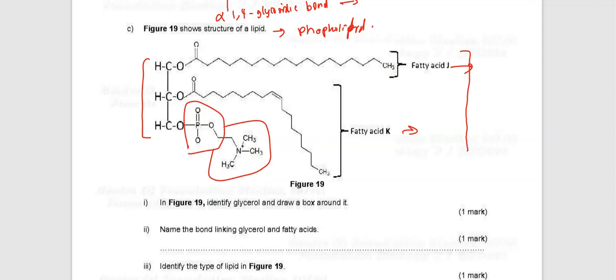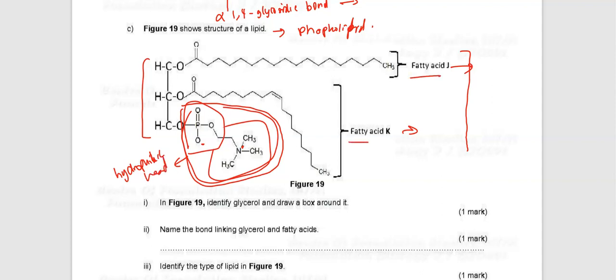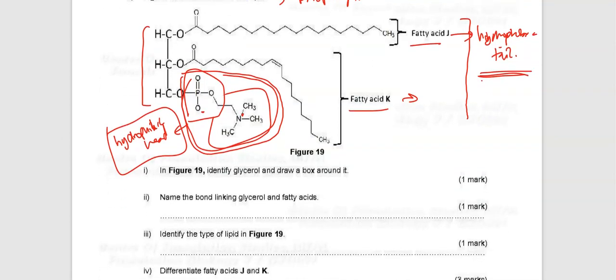The region that has the phosphate group, here you have a negative sign, and the choline group has a positive sign. Because this region has charges, it becomes the hydrophilic head. The fatty acid here will become the hydrophobic tail. That is hydrophobic, this region does not attract water. The hydrophilic head attracts the water molecule.